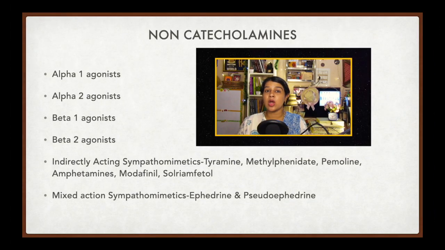Now let's talk about non-catecholamines. First of all, I'll come to alpha-1 agonists. These drugs are used as nasal decongestants. The drugs are naphazoline, oxymetazoline, xylometazoline. Once the effect goes down, congestion is seen again. If you use these drugs for a very long duration of time, they can result in side effects like atrophic rhinitis, also known as rhinitis medicamentosa.